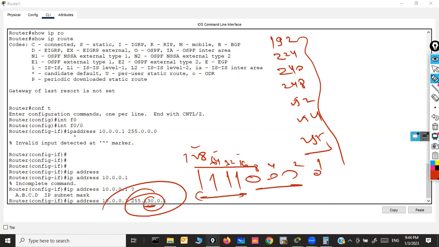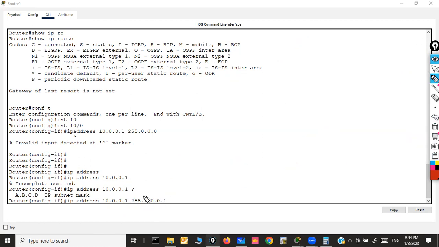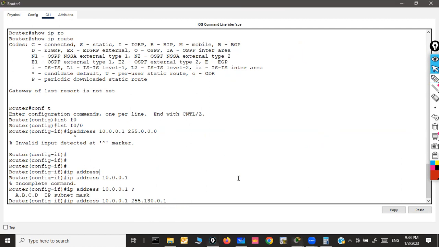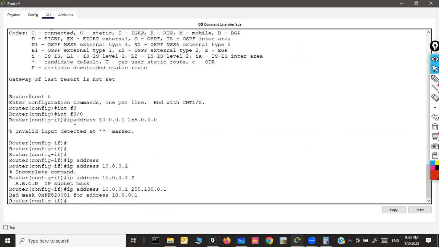So even iOS is very intelligent. It understands the mask is something absurd, bad. Subnet mask is what? Bad, not correct. And let's see what error message it gives here. It says bad mask and some hexadecimal value for this IP address.